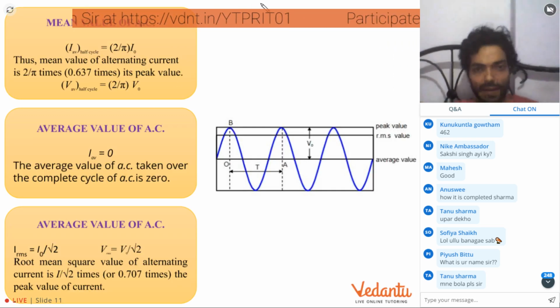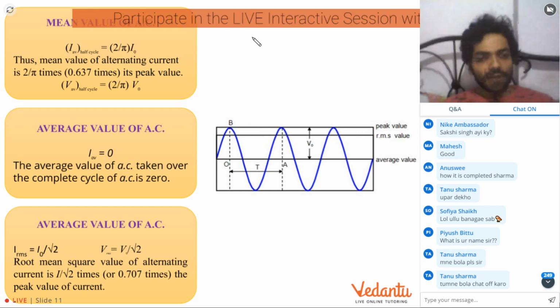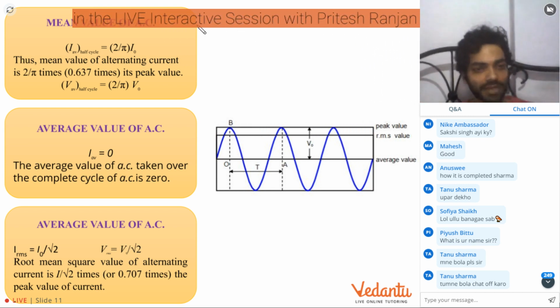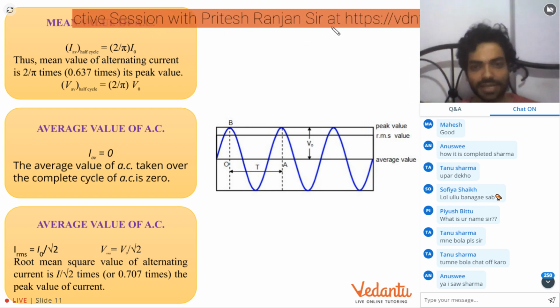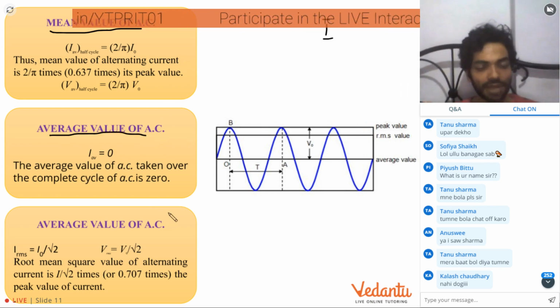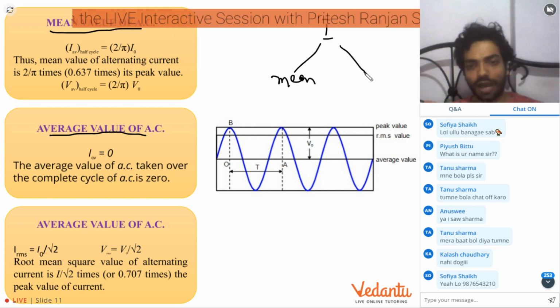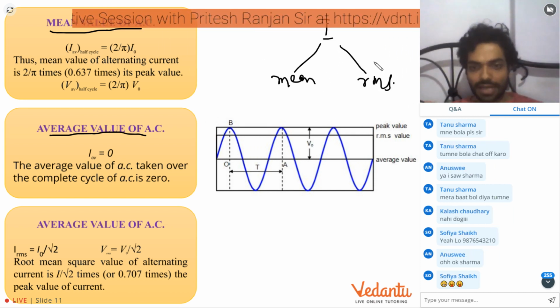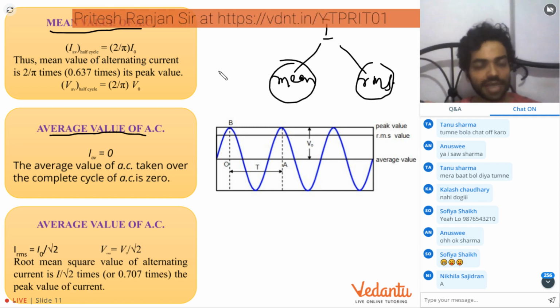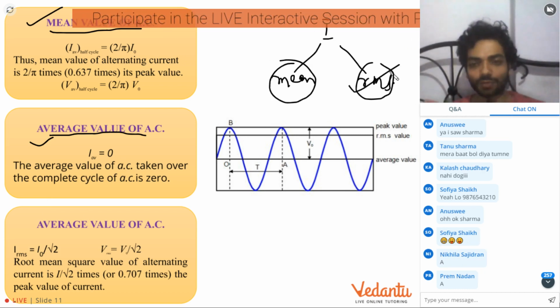Whatever current we are receiving, we need to calculate different values from that. Basically we are interested in calculating the mean value of current, the average value, which is the same as the mean value, and the RMS value. The guys who are in class 12 might already have an idea about the mean value of alternating current, the average value, and the RMS value.